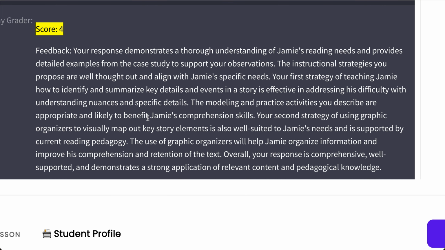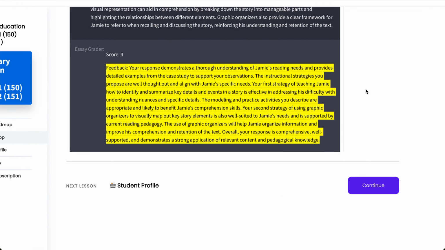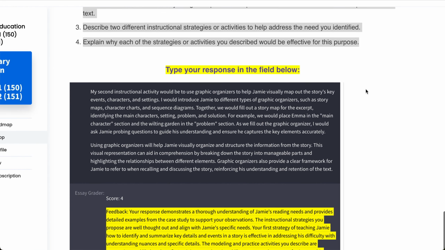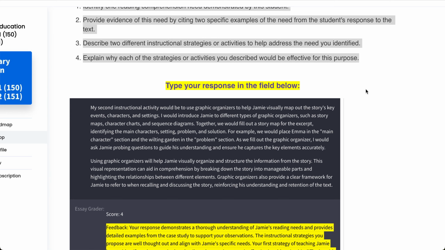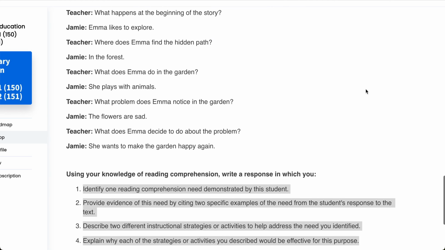Now, if you receive a score of 4, you should be congratulating yourself because we have trained this AI essay grader to be very strict. If you've ever taken a teacher certification exam in the past, you know that the test graders are not easy markers. They make sure that you make and demonstrate your understanding of pedagogical information, knowledge, and instructional strategies so that you prove that you're ready for the classroom.